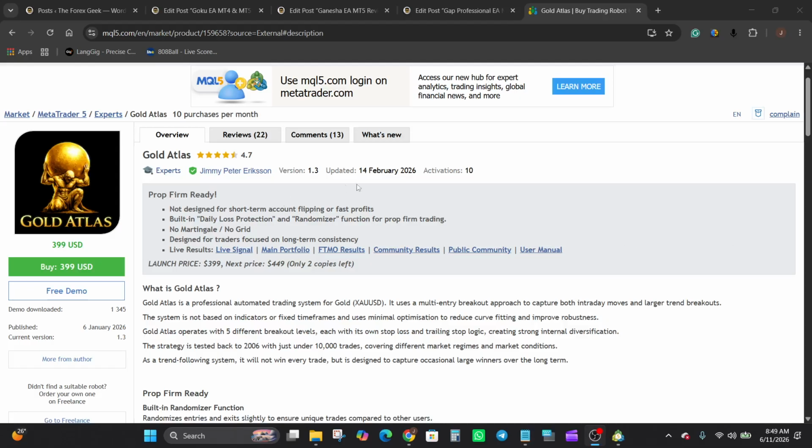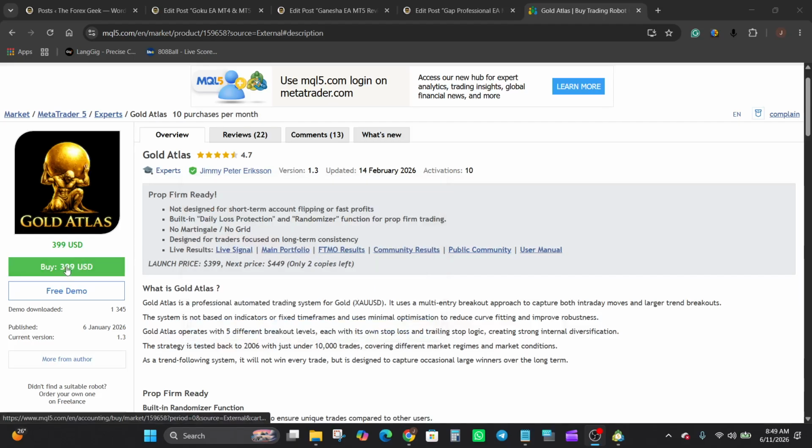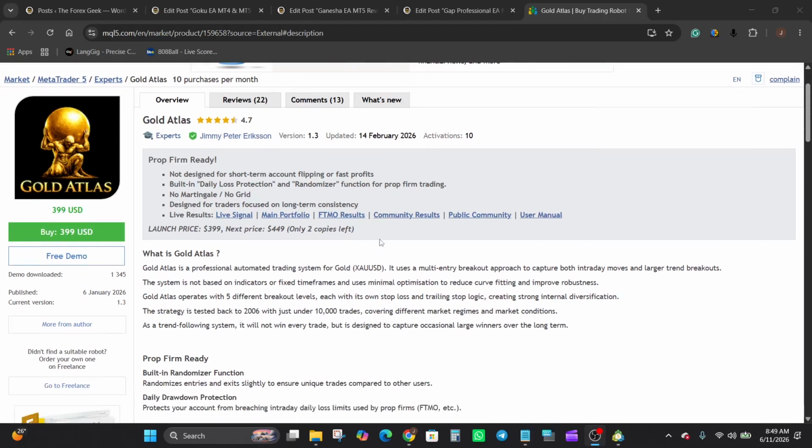Right now, I am on the MQL5 Marketplace page for the Gold Atlas EA by Jimmy Peter Erickson. It is listed at $399 US with an updated version 1.3, updated on 14th February 2026, and I can also see there are about 10 activations available. From the way it is presented, this is clearly positioned as a prop firm focused trading system, especially designed around consistency rather than fast account growth.